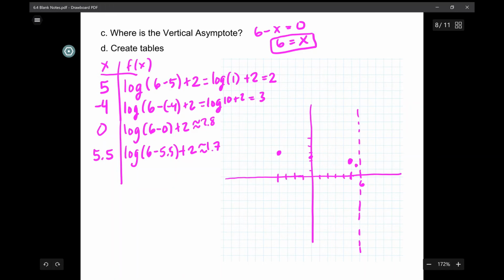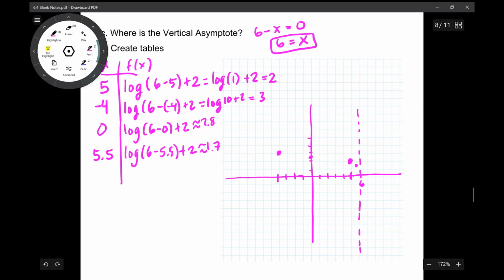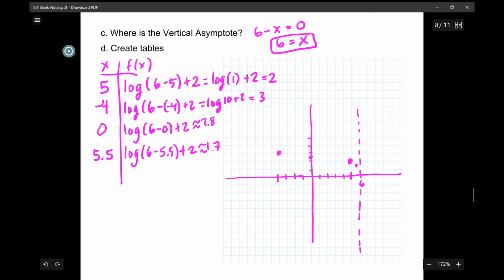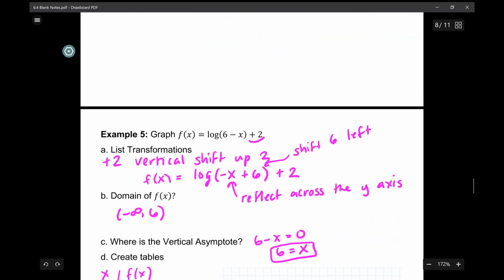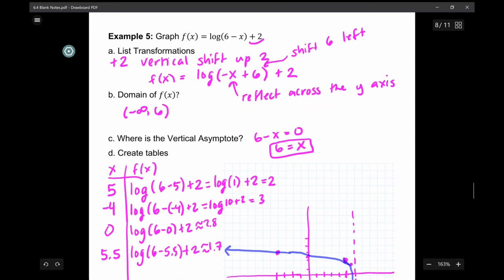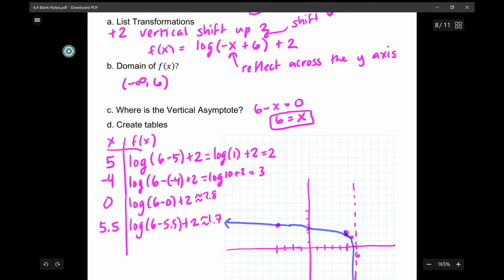So I think we can feel like, let's draw the graph in blue so we can see it a little bit better. We're shooting off here for our vertical asymptote coming up, and then we're slowly increasing like that. So there's our graph. All right, so let's go ahead and go to Desmos, and we're going to use Desmos to help us make sure that our graph is correct.